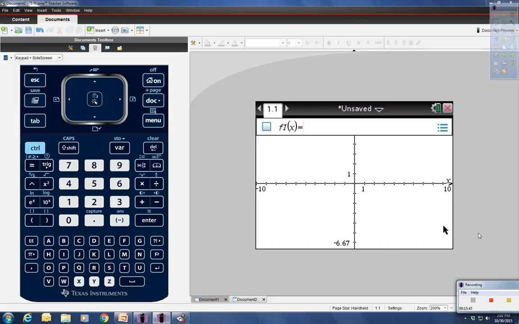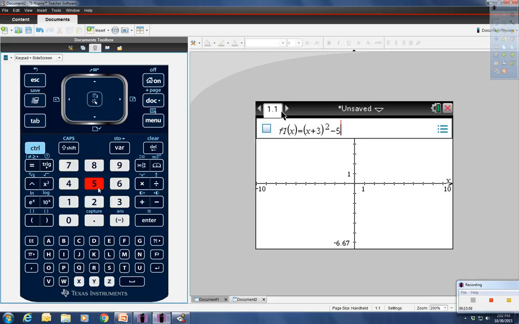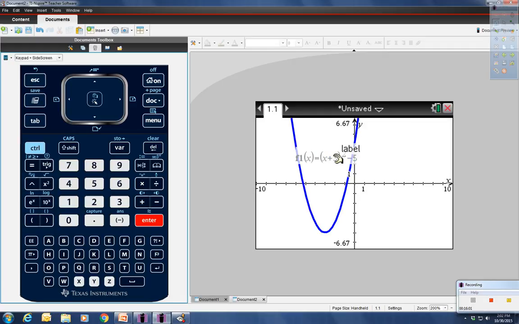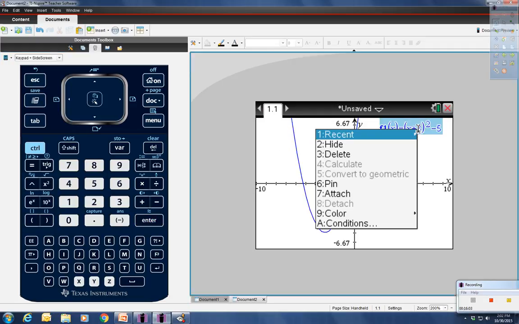Alright guys, I've got my graphing calculator pulled up, so I'm going to start by putting the original function in my graphing calculator. So I'm going to do open parentheses, x plus 3, close parentheses, squared, minus 5. And so there is my original function.